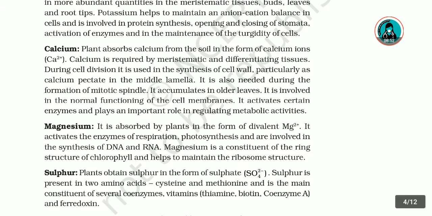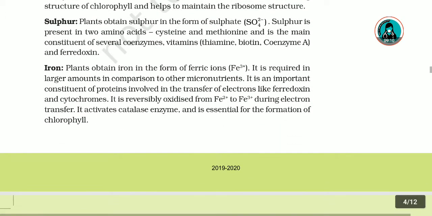Magnesium. It is absorbed by plants in the form of divalent Mg2+. It activates the enzymes of respiration, photosynthesis, and is involved in the synthesis of DNA and RNA. Magnesium is a constituent of the ring structure of chlorophyll and helps to maintain the ribosome structure. Sulfur. Plants obtain sulfur in the form of sulfate SO4 2-. Sulfur is present in two amino acids, cysteine and methionine, and is the main constituent of several coenzymes, vitamins, thiamine, biotin, coenzyme A, and ferredoxin.